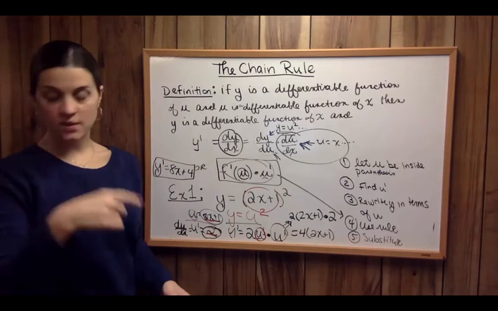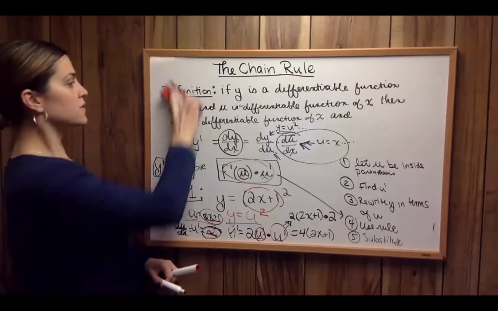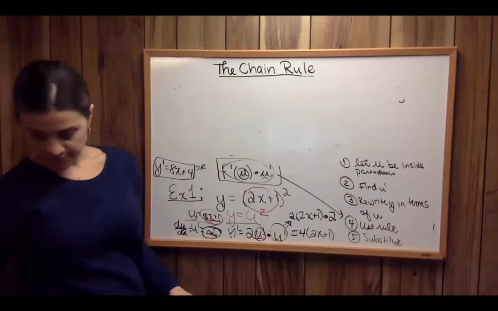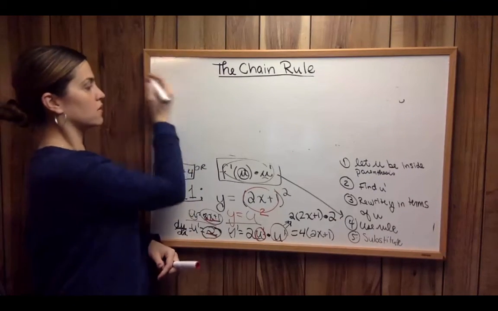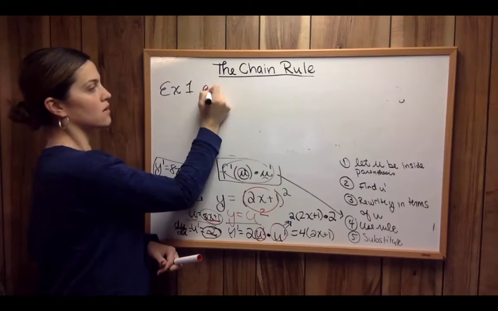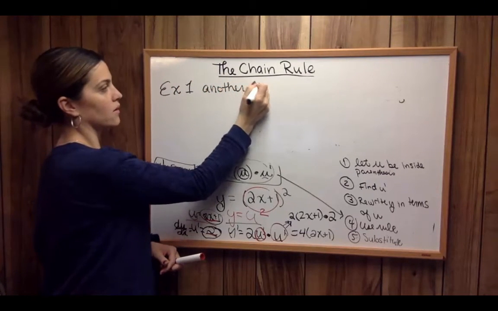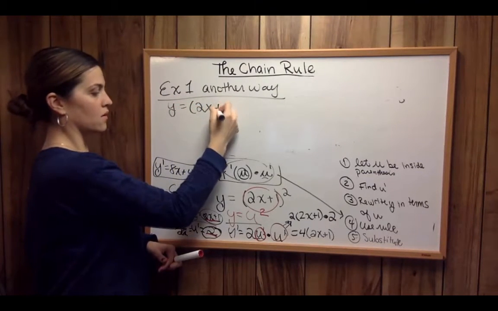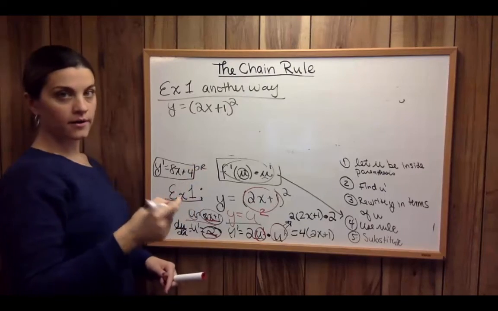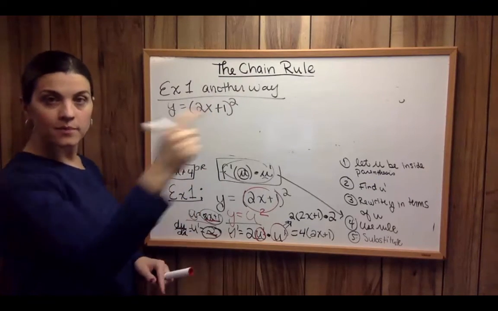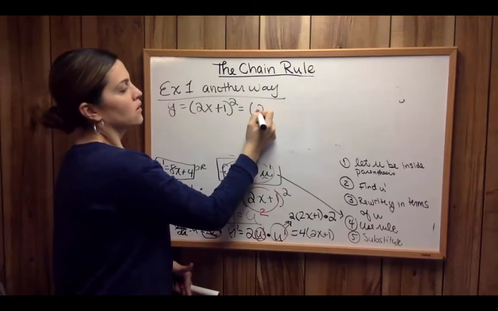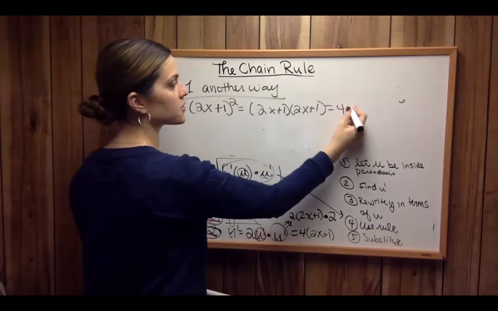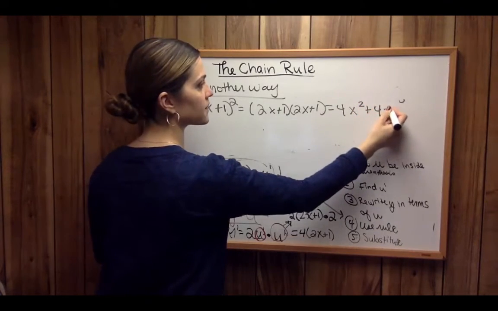Now, if you use the techniques that we did previously when we first started to look at derivatives, let's erase this, we can answer this and check to see if the answer is correct. So let's go back to y equals, example 1, another way. So 2x plus 1 squared is not putting the square on both of them. It's FOIL. So that's 2x plus 1 times 2x plus 1, which is 4x squared plus 4x plus 1.